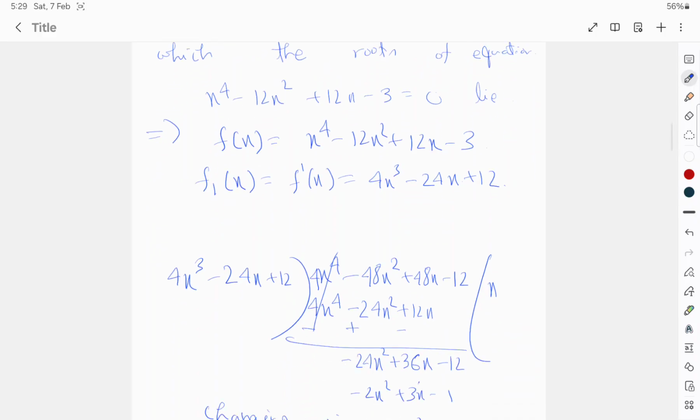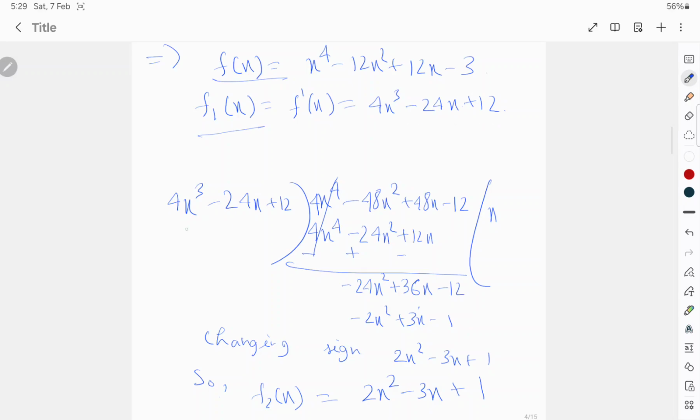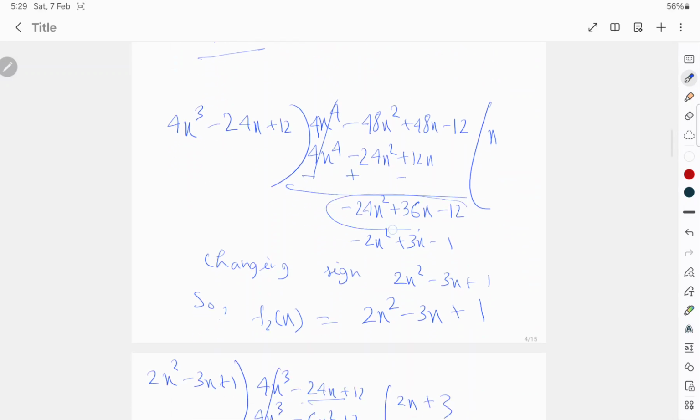Let's recall what we have done. First you have to write down f(x), then find f1(x), which is the derivative of that. In this type of thing you can take 4 common, then start from x cube minus 6x plus 3; you can take any multiplying factor. But remember, after f and f1, whatever remainder you are getting should be multiplied by negative. Now I am dividing f with f1, so what remainder am I getting? This one. You can take some factor common, and then you have to multiply by -1. That is the important thing.